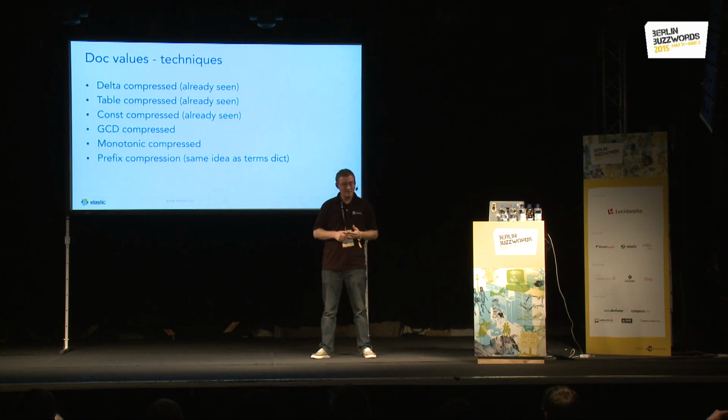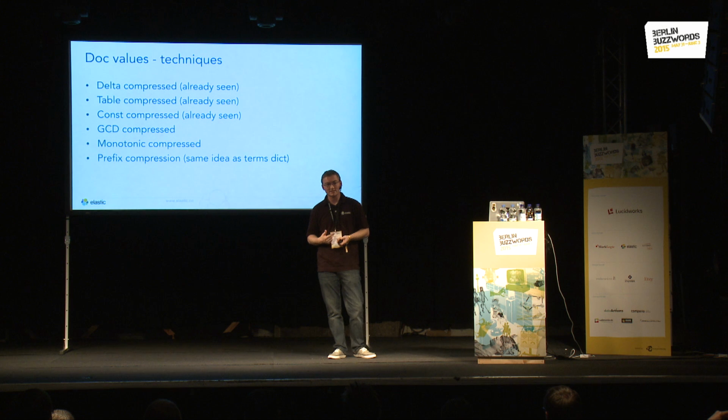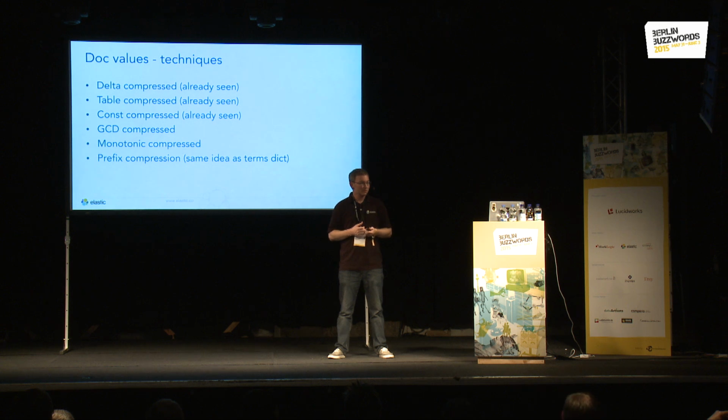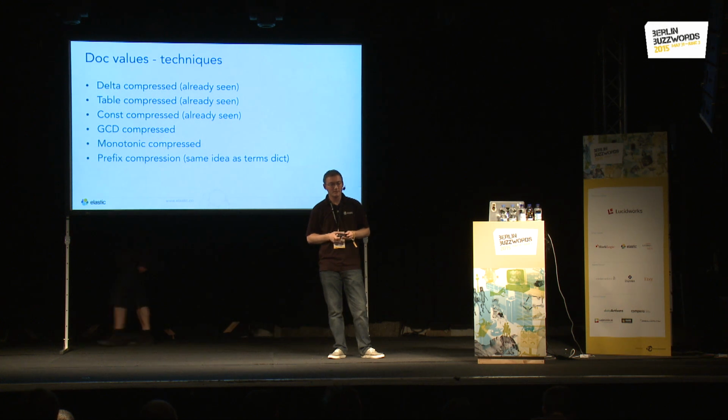So some of the ways that we're going to encode doc values, we've already seen a bunch of these. So delta compressed, table compressed, const. These are things that we saw before with norms. We also have prefix compression, which is very similar to what we're doing in the prefix tree, right? That prefix FST.